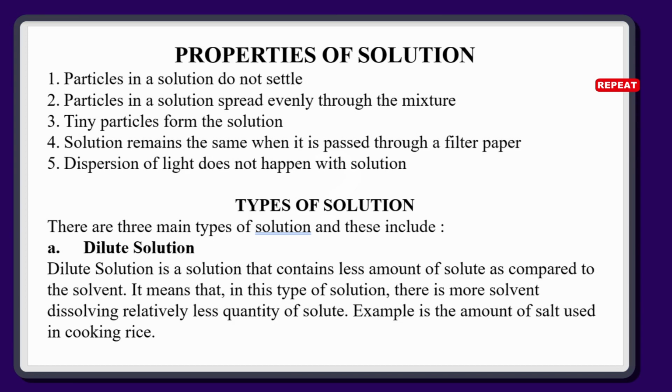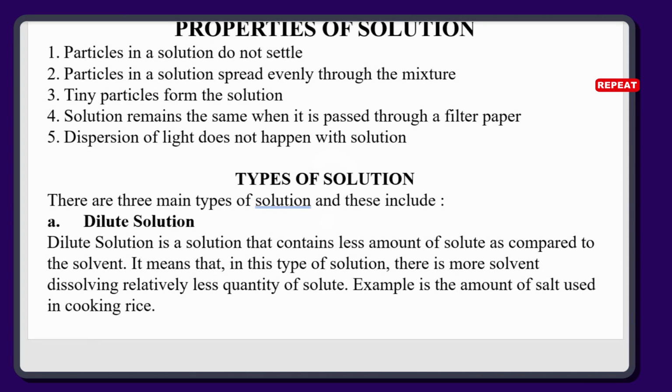All right, let's go to types of solution. Now we know what a solution is. So let's try and find out the types of solutions we have. Now, there are three main types of solutions. Three main types. There's another one, but that is not actually a type of solution. I'll explain to you when we get there.